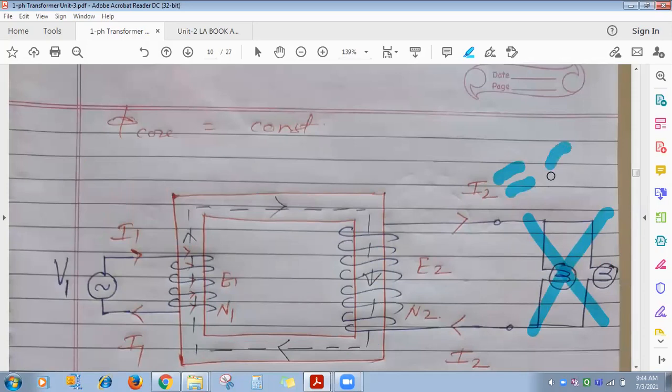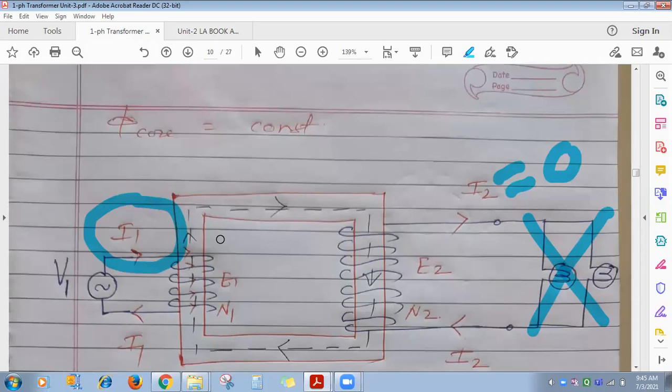I2 is 0. Then can you tell me, I1 will be what? Maximum or minimum at no load condition? See, as we go on increasing the load, I1 and I2 both increase. And when it's no load, I2 will be 0, so I1 will be maximum or minimum? Minimum. Very minimum. Good. Okay, I1 is minimum.